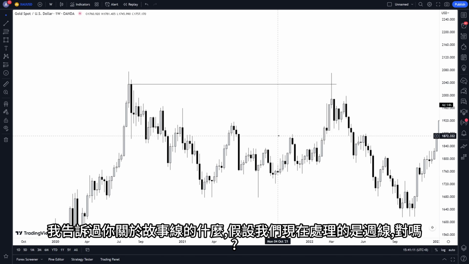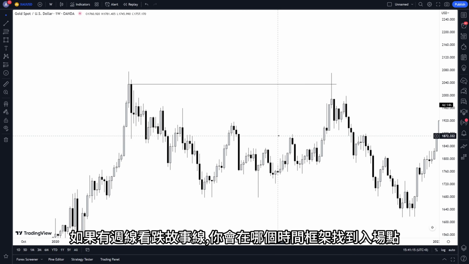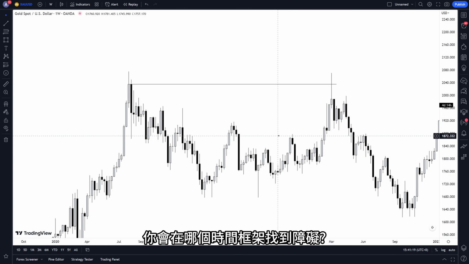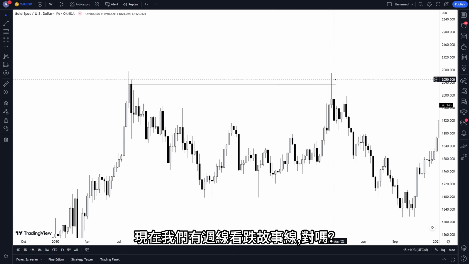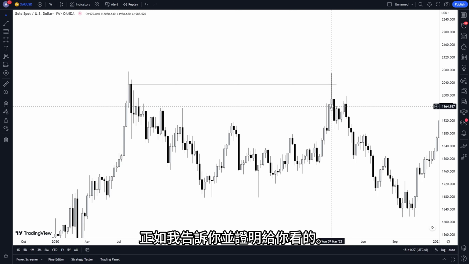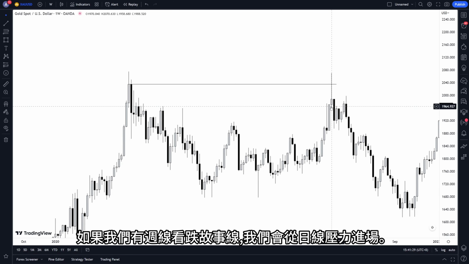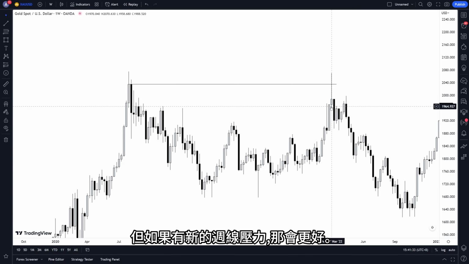Let's assume we're dealing with the weekly right now, correct? If there's a weekly bearish storyline, what time frame will you find the entries, and what time frame will you find the obstacles? The answer is very simple. Right now we have a weekly bearish storyline, as I told you and as I proved to you. If we have a weekly bearish storyline, we will enter from daily resistances. But if there is a weekly new resistance, that will be even better.